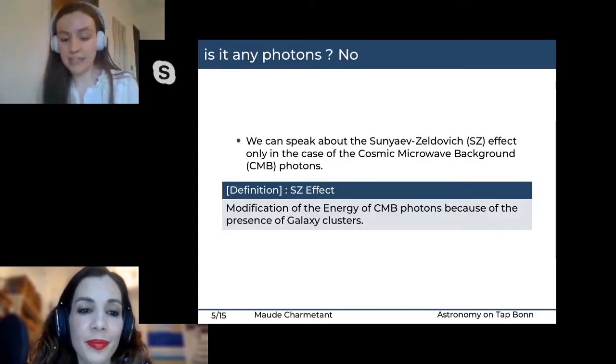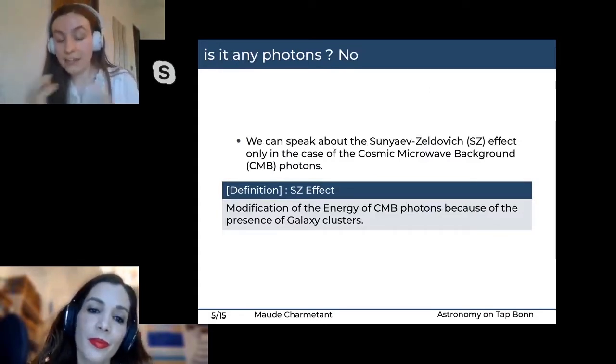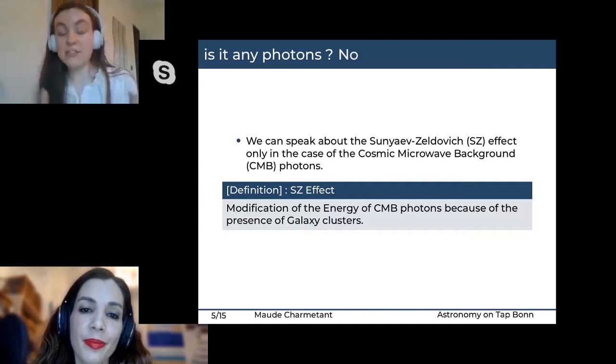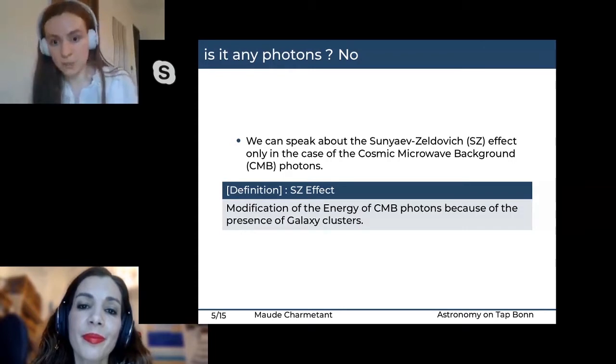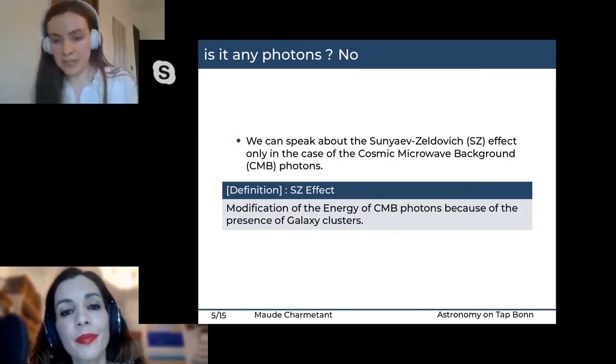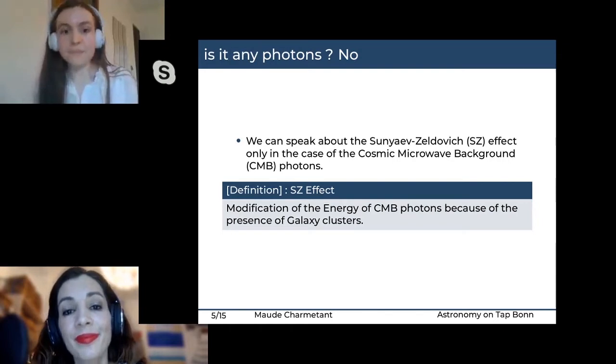So as I was telling you, this SZ effect is about photons, the light particles, having their energy modified by the presence of galaxy clusters in the universe. But it's not any photon, actually. It's the photons coming from the cosmic microwave background. We speak about the SZ effect only when those photons coming from the cosmic microwave background have their energy modified by galaxy clusters. But maybe you might wonder, what is the cosmic microwave background?